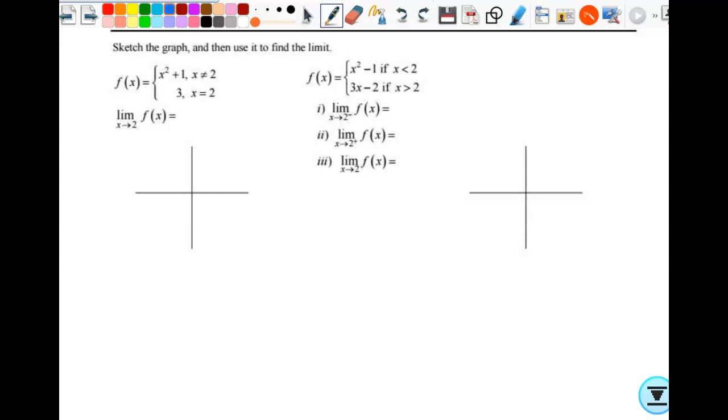The first one, okay? So let's see if I could just substitute it in. I think I could. 2 squared is 4 minus 1 is 3. Then this exists for all the x's that are greater than 2. So that's on the right-hand side. So if I'm approaching from the right, I use this one. 2 times 3 is 6. Minus 2 is 4.